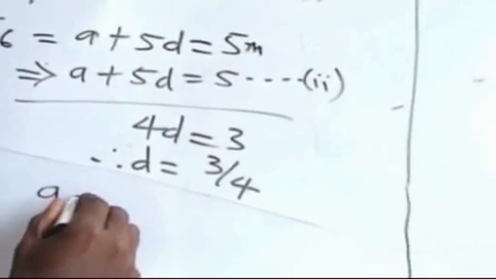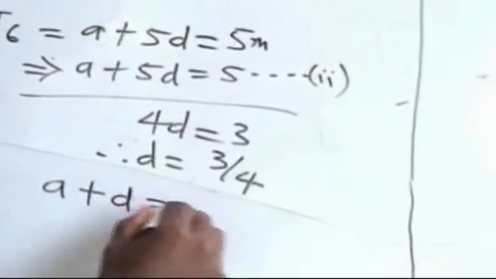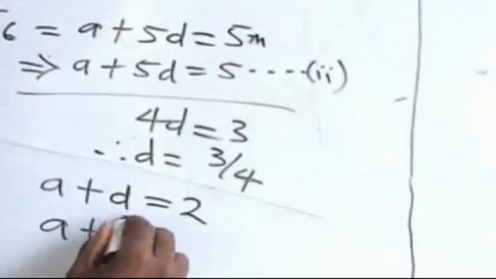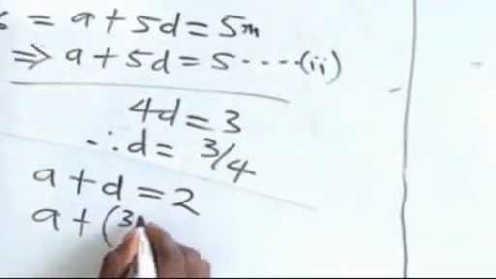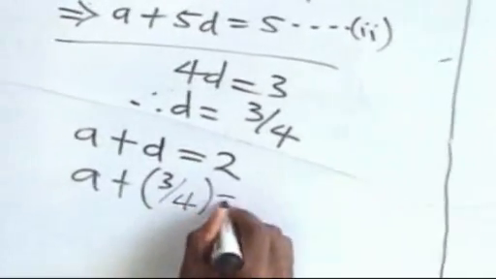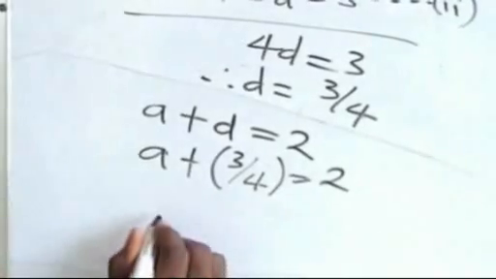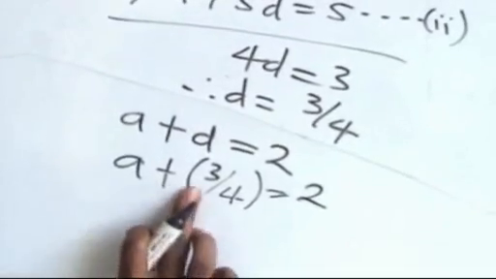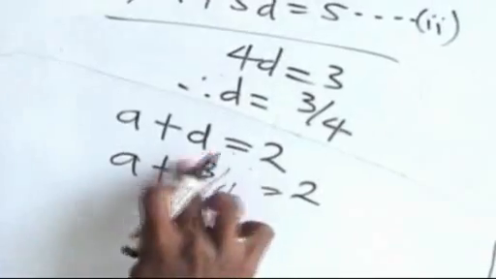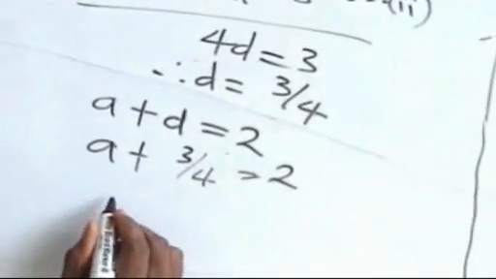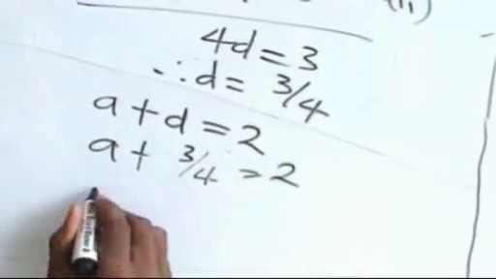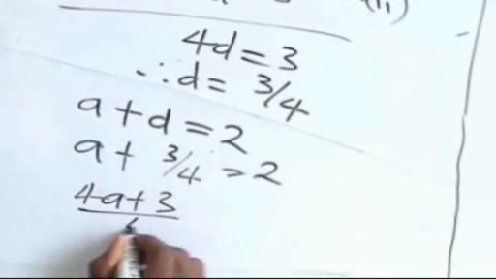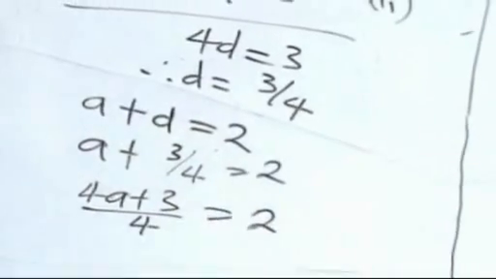a plus d is equal to 2. a plus, our d is 3 over 4. So we'll have a plus 3 over 4 is equal to 2. If we remove this bracket and do cross multiplication here, we'll have that 4a plus 3 all over 4 is equal to 2.